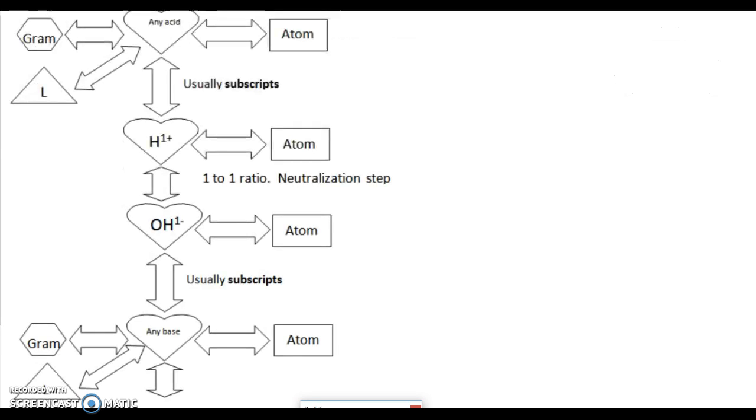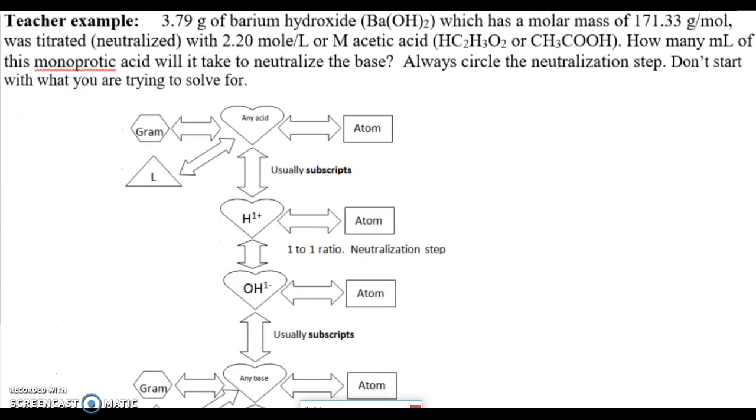Today we're going to be using the mole map off of your cover, and we're going to be using the grams. That's what makes these problems just a little bit more complicated. So in this very first problem, we have 3.79 grams of barium hydroxide. They give us the molar mass of 171.33 grams per mole. It was titrated or neutralized with 2.2 molar acetic acid.